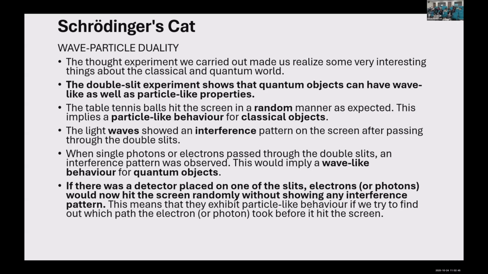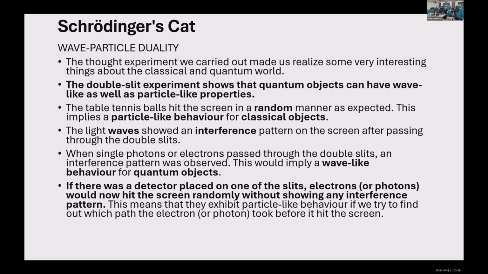The light waves showed an interference pattern on the screen after passing through the double slits. When single photons or electrons passed through the double slits, an interference pattern was observed. This would imply a wave-like behavior for quantum objects. If there was a detector placed on one of the slits, electrons or photons would now hit the screen randomly without showing any interference pattern, right? It depends on the detector. So this means that they exhibit particle-like behavior if we try to find out which path the electron or photon took before it hit the screen.